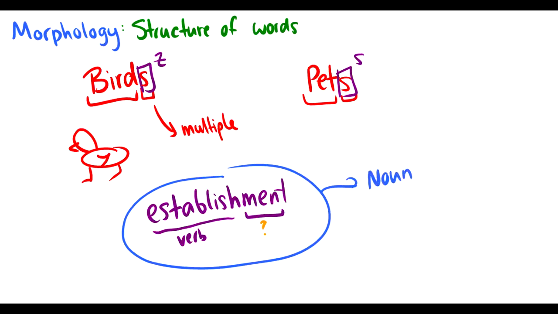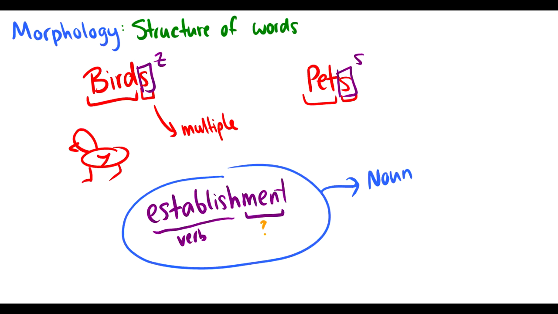So this is a derivational morpheme. This ment morpheme takes establish and turns it into a noun. So we can also look at other words and other ways that put things together, but this is probably the most interesting one out of the bunch for morphology.